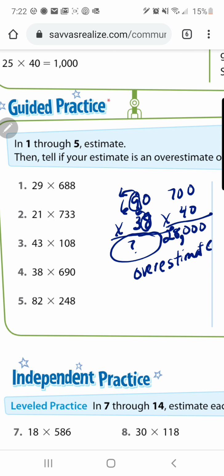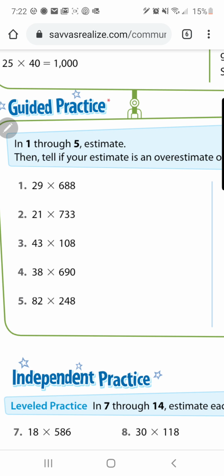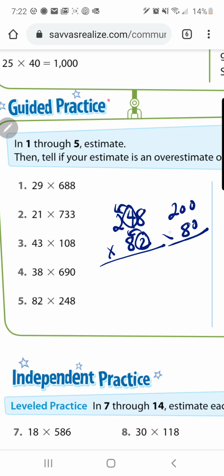All right, so now let's move on to number 5. Number 5 is 248 times 82. And of course, we round here because of that 4. This goes to 200. And because of this 2, that 8 goes to 80. Now remember, we're rounding both numbers to the highest place value of each number. In 248, the highest place value is the hundreds. And in the number 82, the highest place value is the tens. And of course, everything else is easy. Just bring down your extra zeros. 1, 2, 3 zeros. And then 8 times 2 is 16. So your product is 16,000.